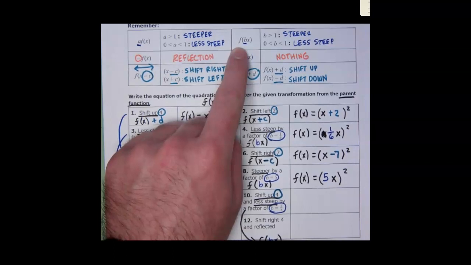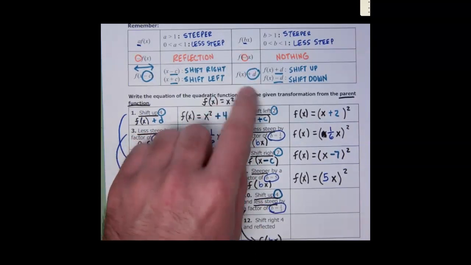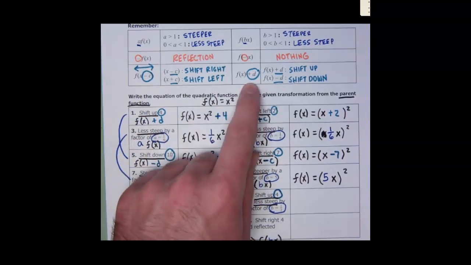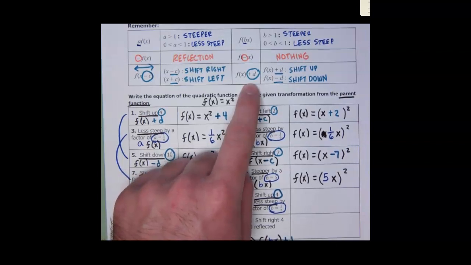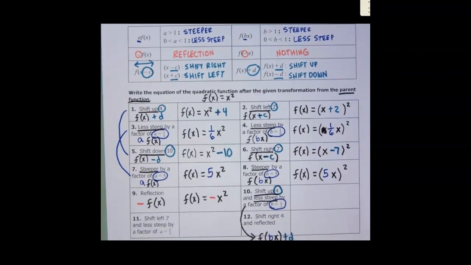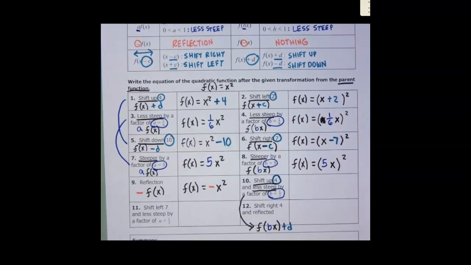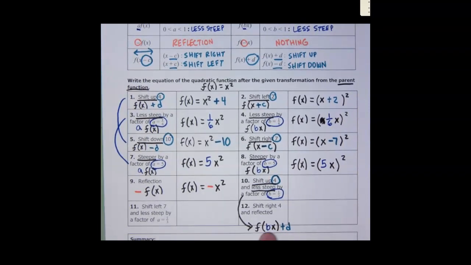That's what that is. But then I also need a shift up 4. So I'm going to use this one, shift up 4. So plus d. Right? So let me scroll down so you see that. I used f of bx to get my less steep by a factor of 1/2. And then I did plus d to do a shift up 4. So I used 2 formulas on this one.